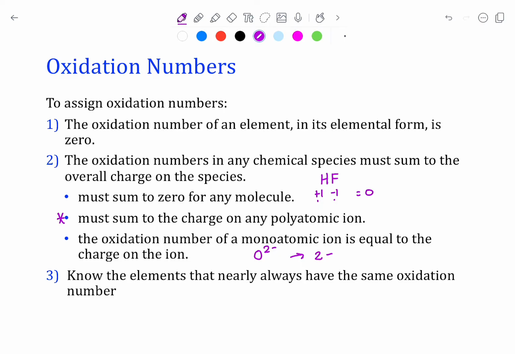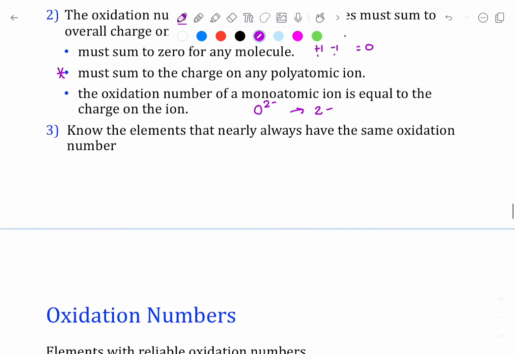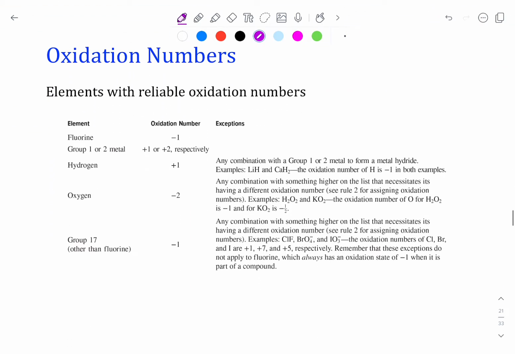Our final guideline is to know the elements that nearly always have the same oxidation number. So there are some elements on our periodic table that have only one oxidation number, or most of the time have the same oxidation number. And those elements are in this table. There are some exceptions for some of these, but most of the time they follow these rules.